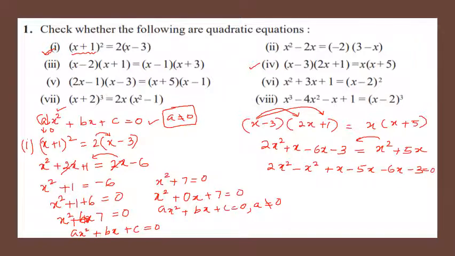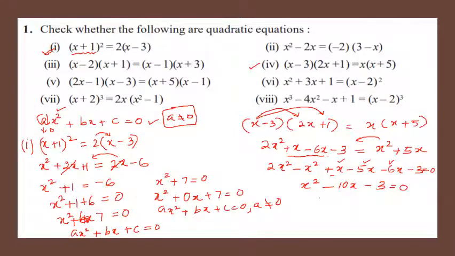Now let us see all the terms together. 2x square minus x square is x square. Here itself you can do it. Plus x minus 6x is equal to minus 5x. If you want, you can do it over here itself, or else you can do it in the next step. 2x square minus x square is x square. Now plus x minus 5x and minus 6x. Minus 5x minus 6x is minus 11x. Minus 11x plus x will be minus 10x. x square minus 10x minus 3 is equal to 0.